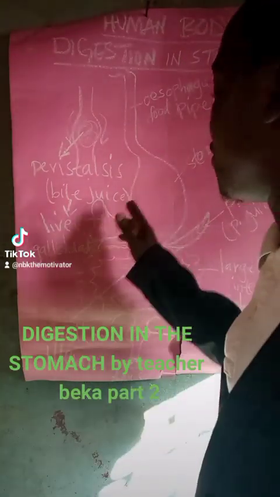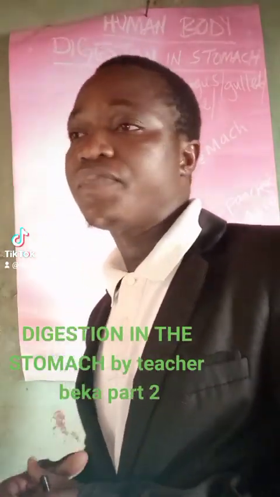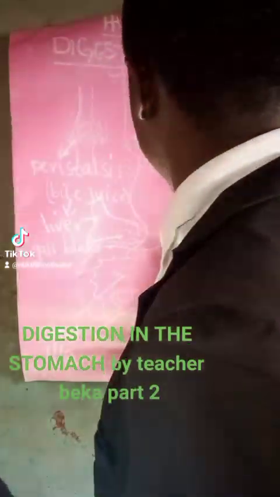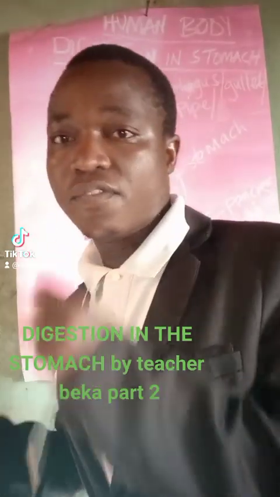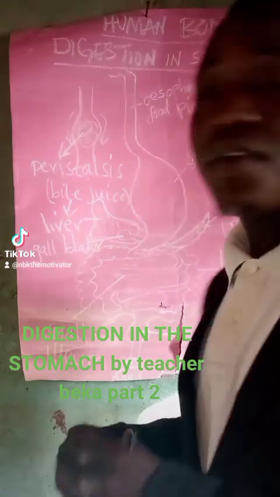The function of bile juice is to break down fats and oils. The function of bile juice is to digest fats and oils. Right? Now, the function of pancreatic juice is to digest different types of foods.